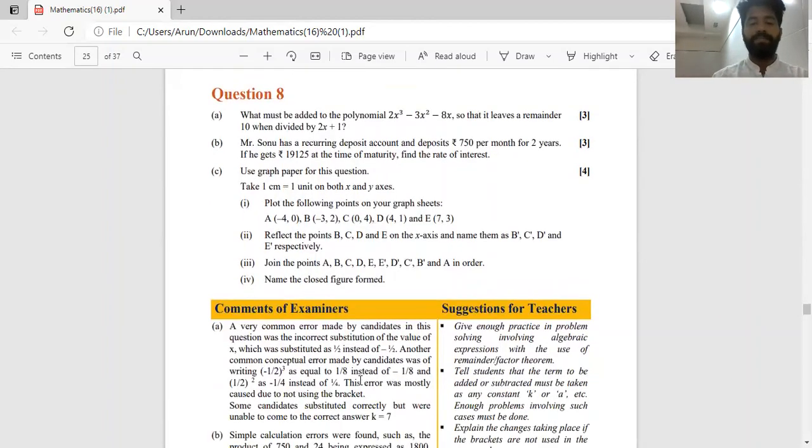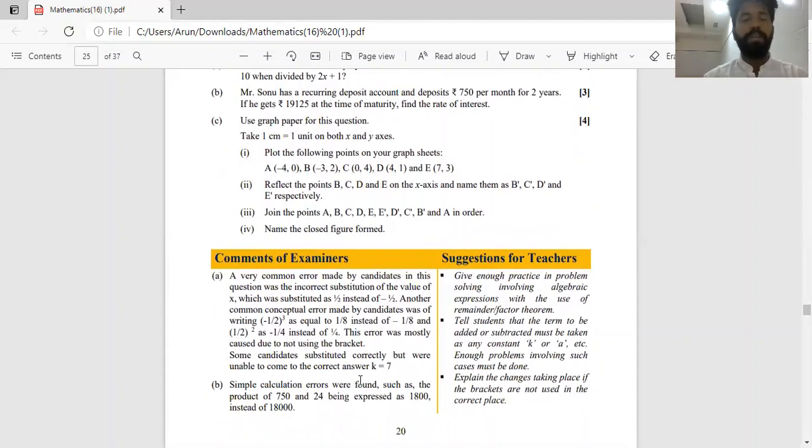Some candidates substituted correctly but were unable to come to the correct answer. That may be because of calculation mistakes. So a few suggestions from our end. You have to practice enough problems involving algebraic expressions. Then you need to know that if you have to add something or subtract something, you take that as k or a, and you need to solve sufficient problems involving such cases.